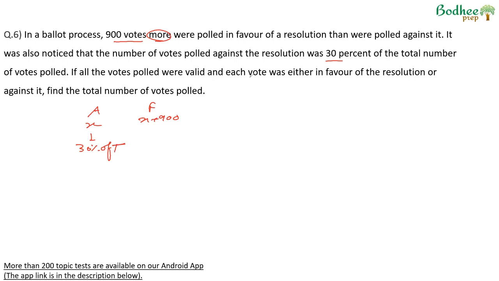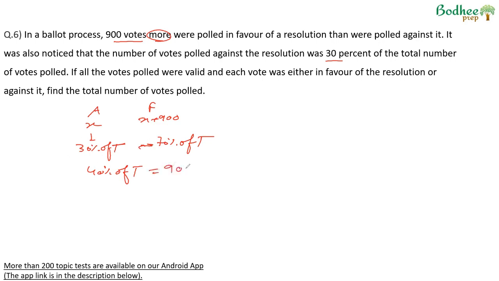If all the votes polled were valid and each vote was either in favor or against, what is the number of votes? So the for votes will be 70% of total. Clearly, we can see that the difference between these two is 40% of the total votes. 30% went against, 70% went for. So 70 is nothing but 30 plus 40. So the extra votes here is 40% of total votes.